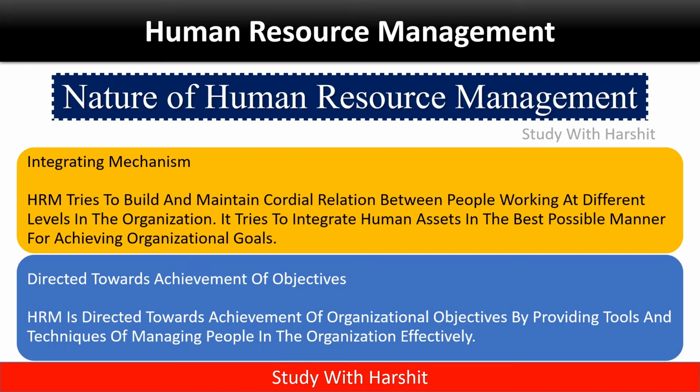Integrating mechanism: HRM tries to build and maintain cordial relations between people working at different levels in the organization. It tries to integrate human assets in the best possible manner for achieving organizational goals. Directed toward achievement of objectives: HRM is directed toward achievement of organizational objectives by providing tools and techniques of managing people in the organization effectively.